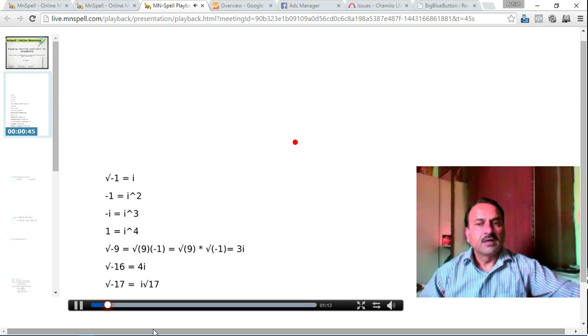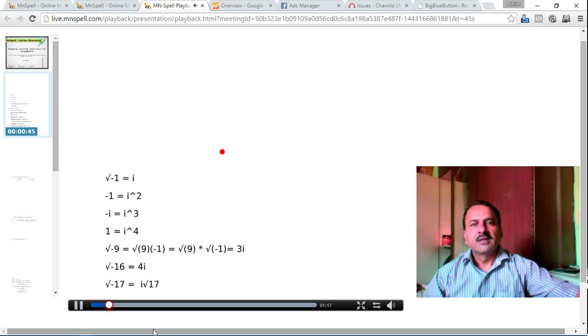Hello, today's topic is complex numbers. Let us begin. What is the meaning of complex numbers? Complex number means, I give you an example.